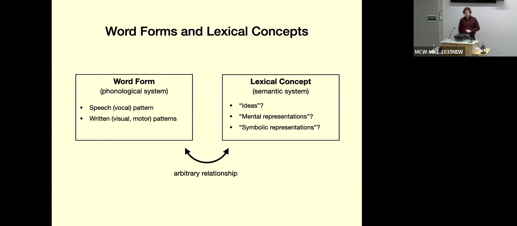And because a word is actually a combination of two very different things. It's a word form, which is a phonological or vocal pattern, a word sound, or the set of actions that you execute to produce the sound. In the case of literate societies, the corresponding written pattern.